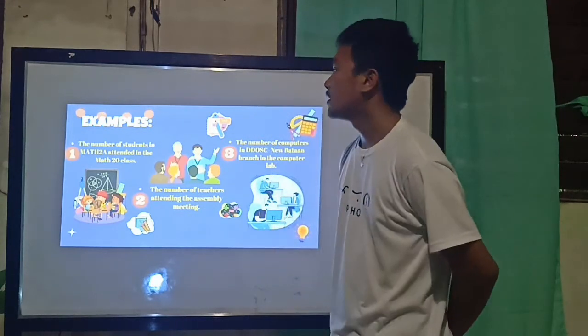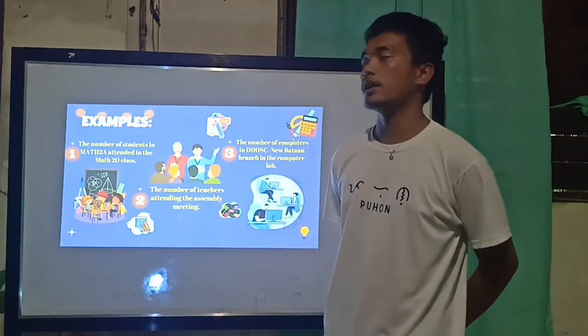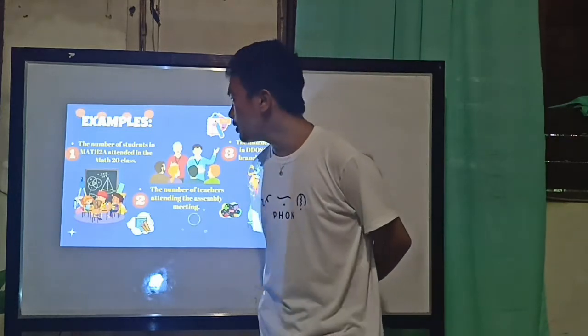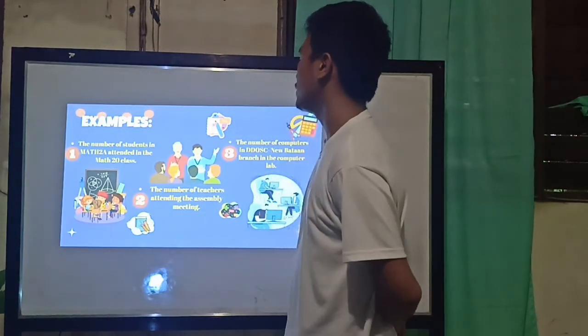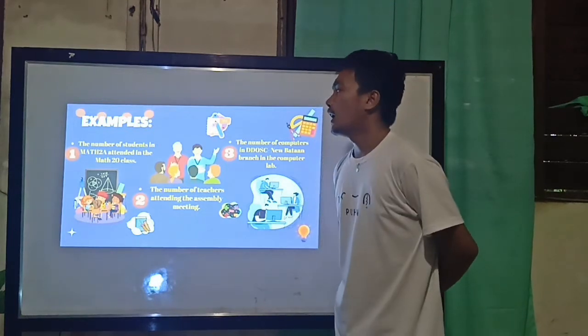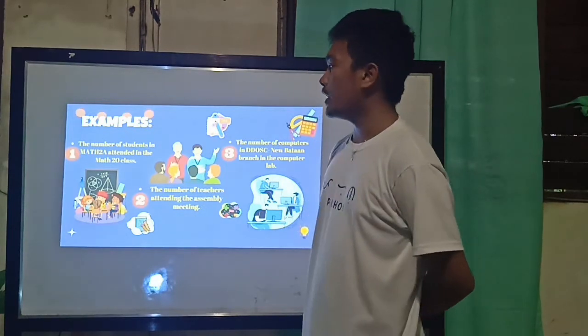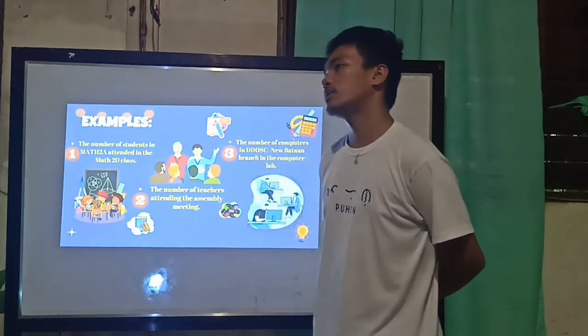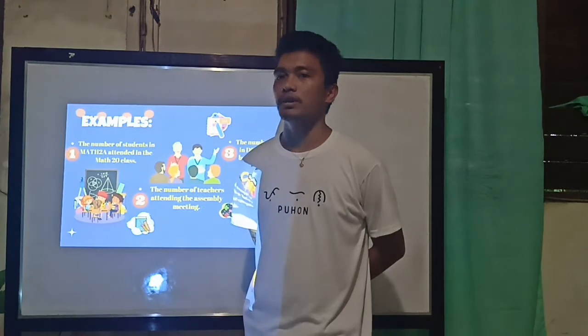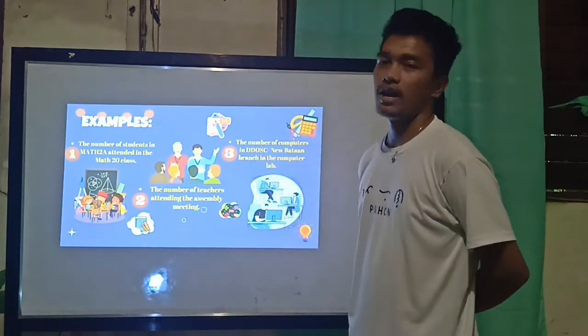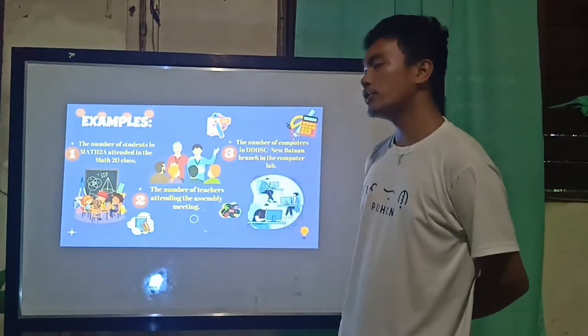So it is a whole number. The answers there are whole numbers. For example, the number of students in Math 2A attending Math 20. Assuming the number who attended the Math 2A class is 40, we cannot say 40 and a half students because there is no such thing as half a person, right? So it is really whole.